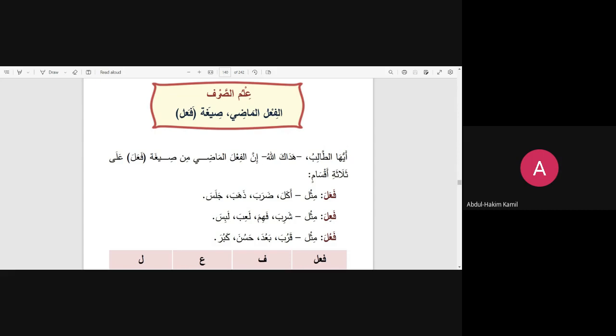Na'am. Tayyib, inshallah. Listen up before I forget. Y'all are studying today. Tomorrow you're teaching. Look at the first example. It says fa'ala mithl. Mithl means like. Like it says akala, daraba, dhahaba.